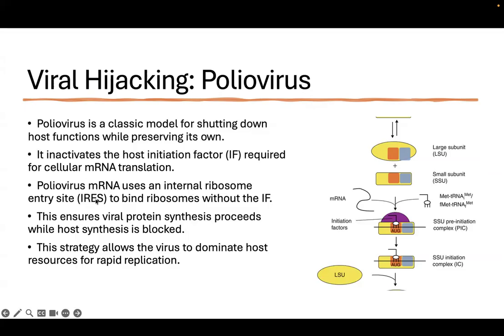So this IRES, what it does, it binds to ribosomes without this initiation factor. So poliovirus from one side is inhibiting the initiation factor from doing anything. It's just making it inactive. From the other side, it's like, okay, fine. We don't need the initiation factor because we have our own initiation factor, which is the IRES. So it's stopping the host's way of translation and doing its own translation.